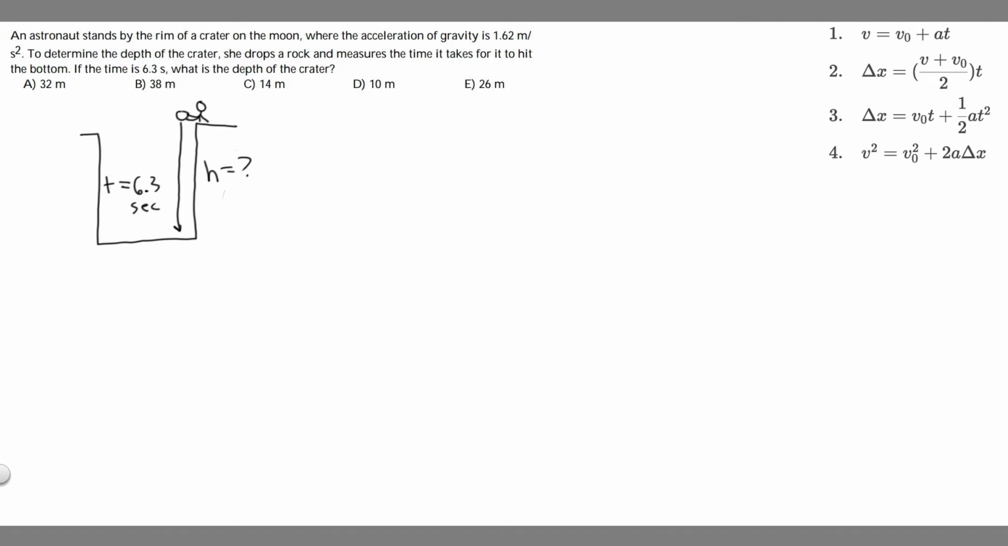So the first thing you want to do is draw what's going on here. So we have this astronaut, and she's going to drop this rock, right? So it's going to fall all the way down to the bottom, and this takes 6.3 seconds. And what we're trying to do is find the height, or basically the depth of this crater. So how do we want to do this?